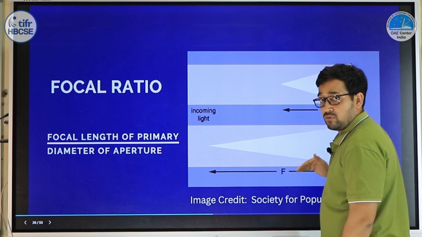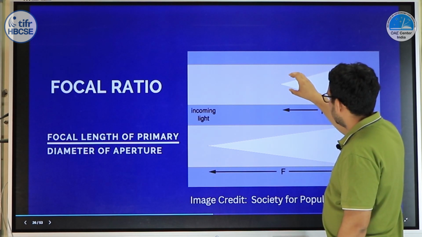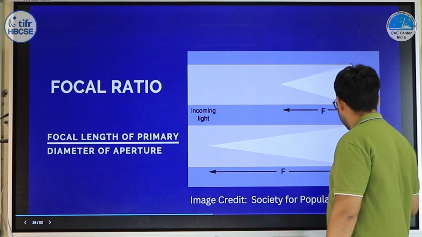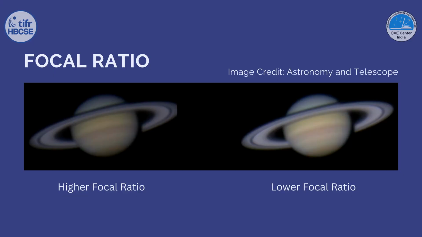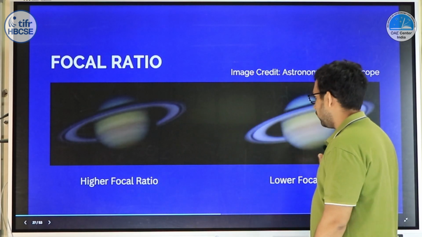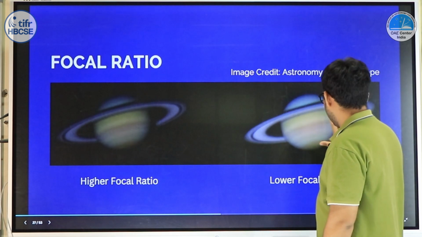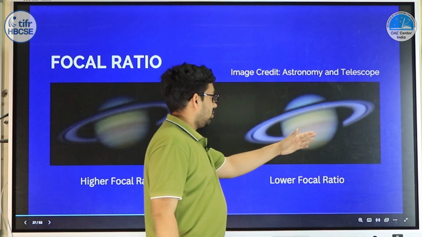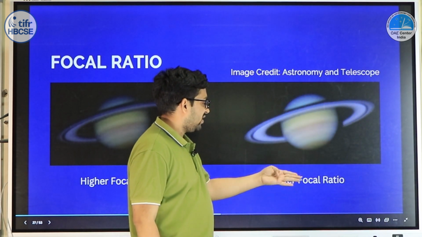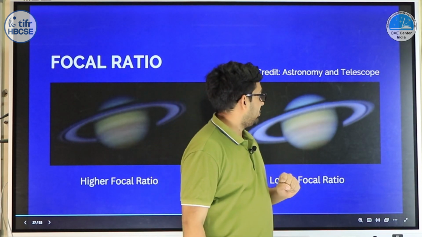Even with the same aperture for both telescopes, in this case we will have a much brighter image compared to this image. So it could happen that you are observing Saturn with the same aperture, same diameter of telescope, but with different focal ratio. With a higher focal ratio you will see a dimmer image; with a lower focal ratio, or what people like to call a faster telescope, you will see a much brighter image.